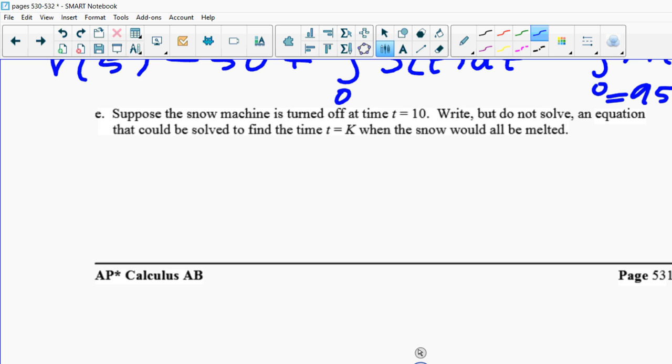Suppose the snow machine is turned off at 10 hours. Write, but do not solve. Now, you will see this now and then. Don't solve it. Just write the equation. An equation that could be solved to find the time t equal k when all the snow's going to be melted.